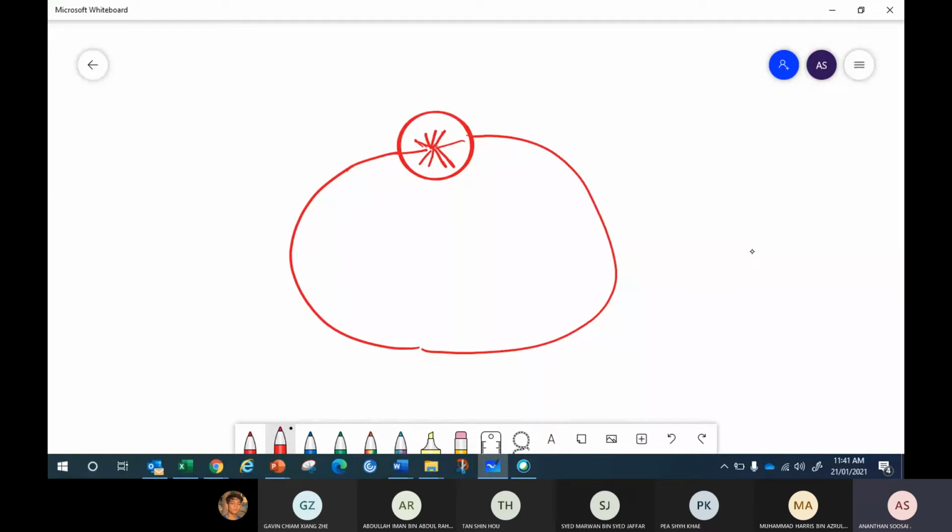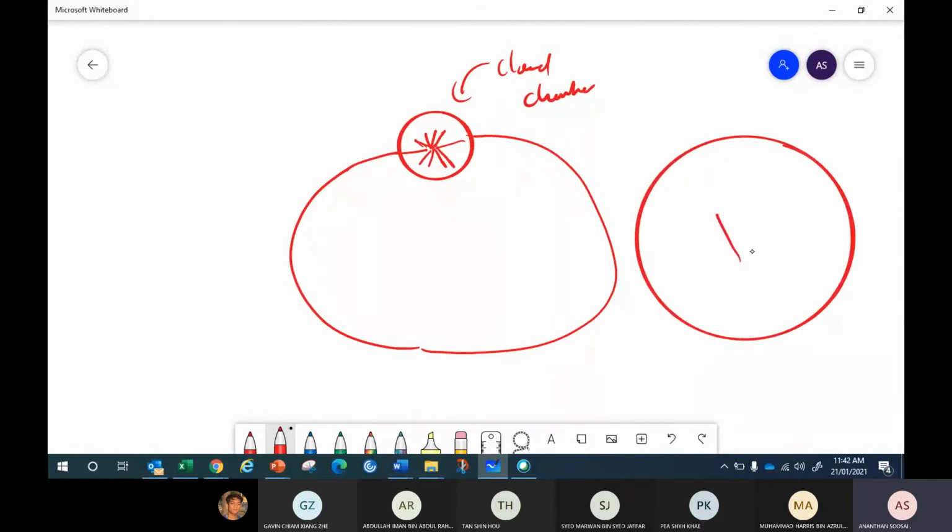It gives a track. So in a cloud chamber, the scientists want to investigate how much charge it possesses and how much mass it has. How can they do that? When the track forms, what do they do? They apply a magnetic field into this region. When they apply a magnetic field into this region, then the charged particle will make a circular path.